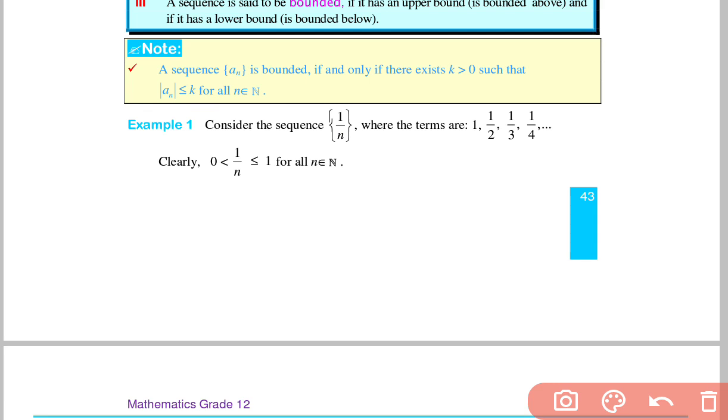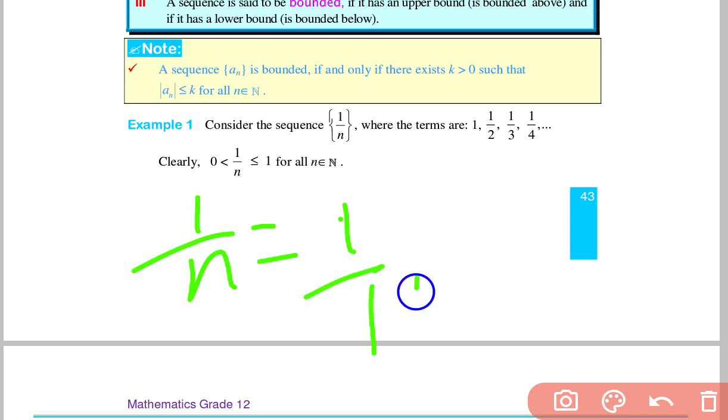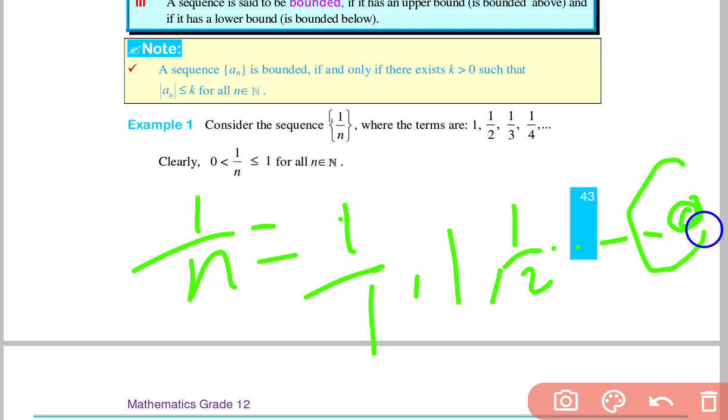Look at here. Zero is bounded below. For example, take 1 over n: when n is 1, we get 1; then 1 over 2, and so on, going toward 0. It approaches 0, but it is never 0. It is close to 0 but not 0. So 0 is excluded, not included.